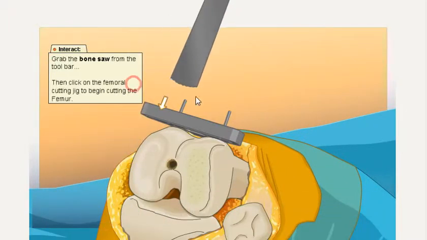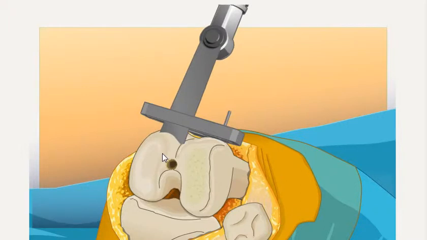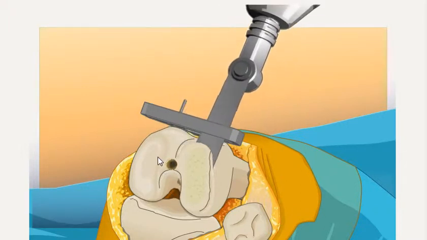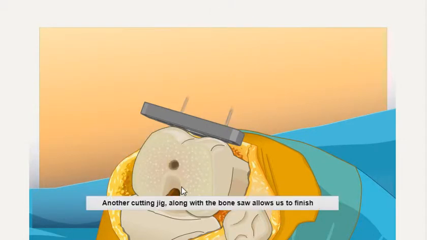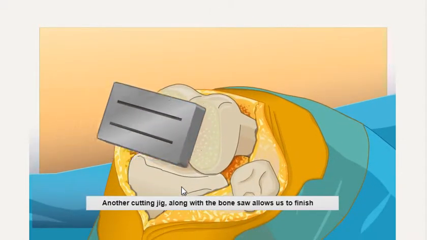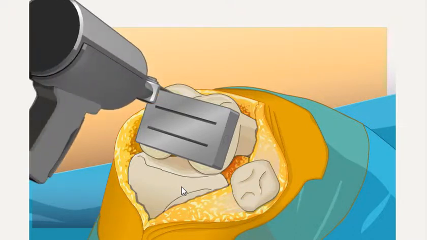Çok kötü bence. Ne yapıyorum kadını? Sen nasıl? Kadını kesiyorum. Another cutting jig, along with the bone saw, allows us to finish shaping the femur.